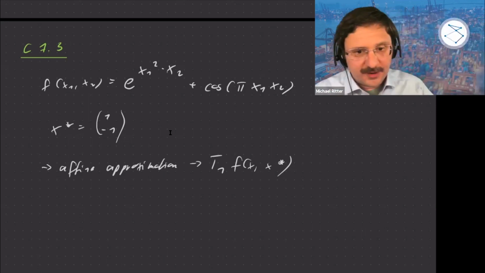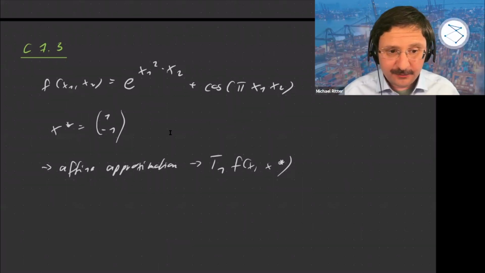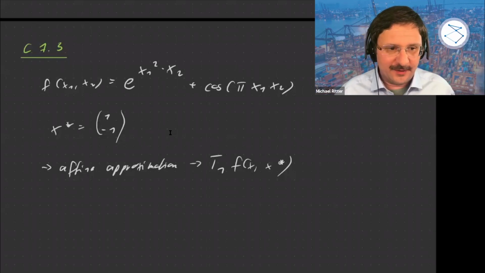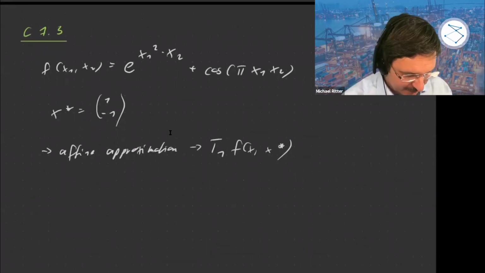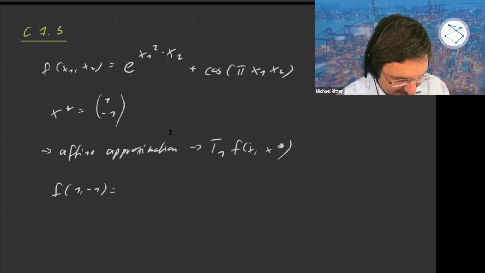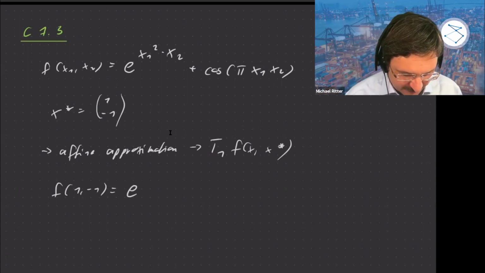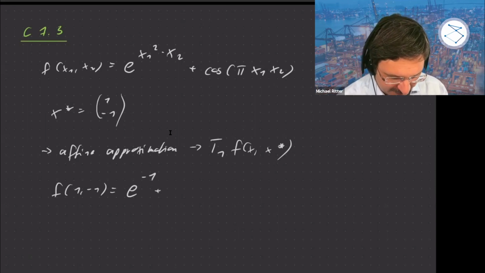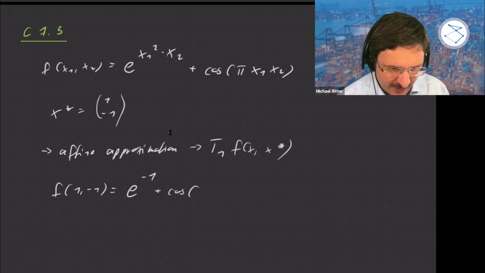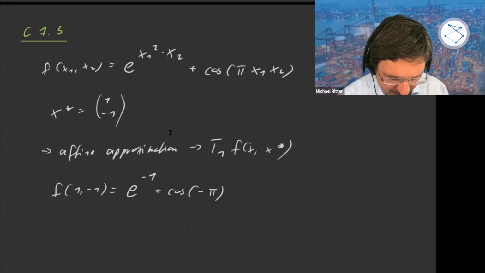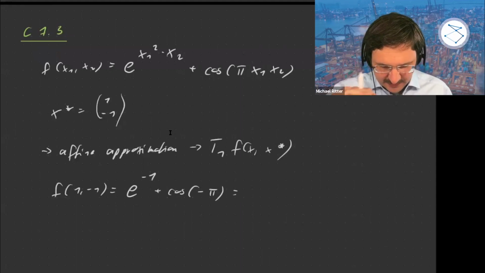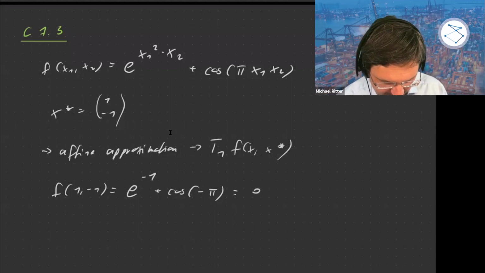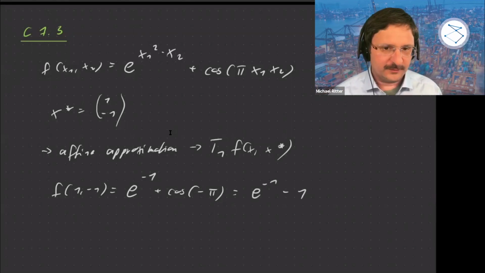So to do that, what we need is the function value and the gradient, or its value at that point here. So let's start with the function value, f of 1 and -1. That is, let's see, we have e to the power of 1 squared times -1. So that's a -1 plus the cosine of minus pi. And that would be -1, right? So that's e to the -1 minus 1.